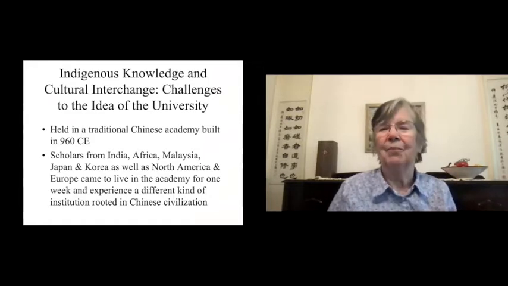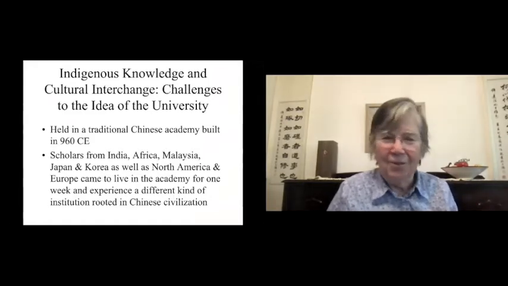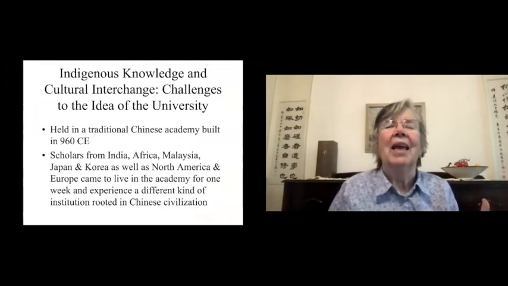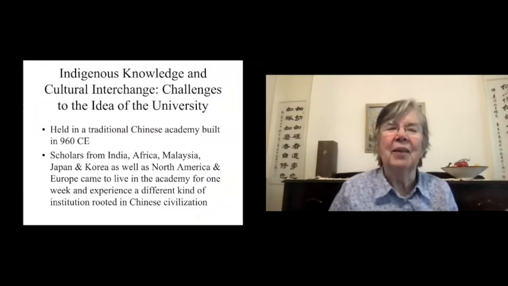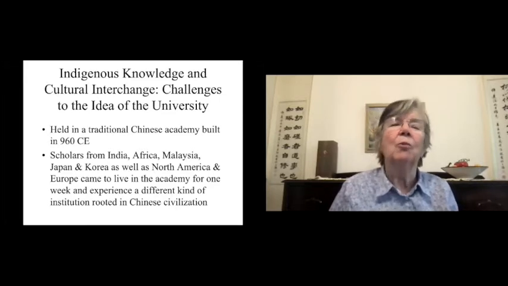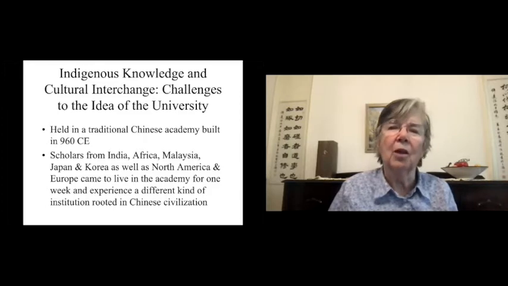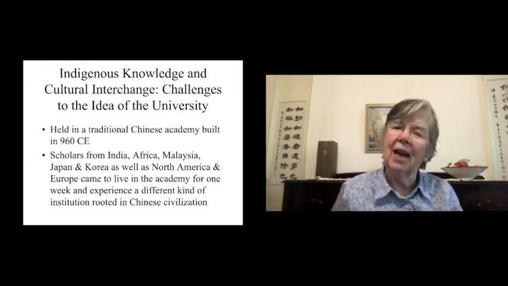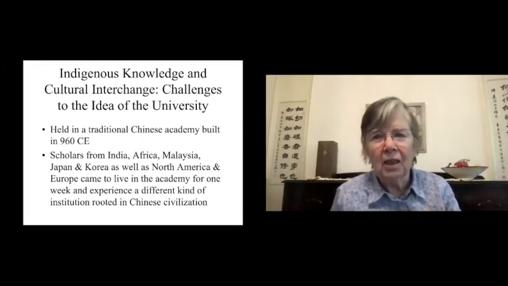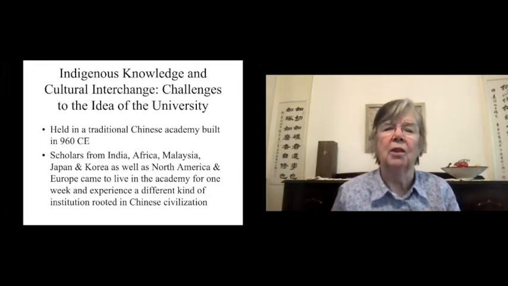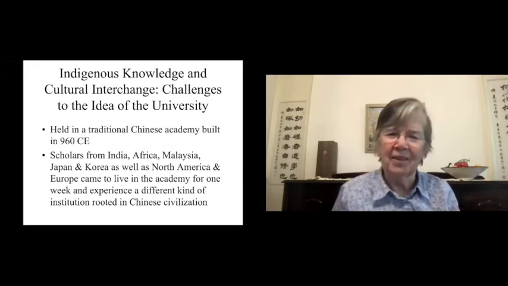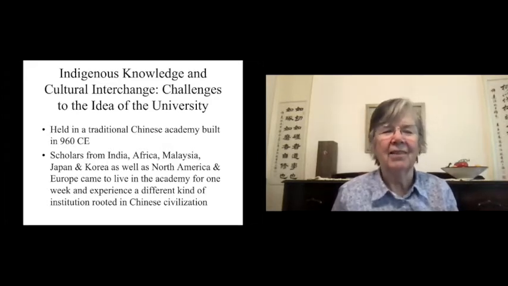But we then followed it up with a second conference. Again, very long ago, more than 25 years ago, held in a classical academy built in China in about the 800s or 900s. And this conference was entitled Indigenous Knowledge and Cultural Interchange, Challenges to the Idea of the University. So we wanted it to be not only cultural and epistemological, but institutional. What does a higher learning institution in a totally different culture and region of the world look like? And so, as I say, it was a traditional academy built around 960 CE.